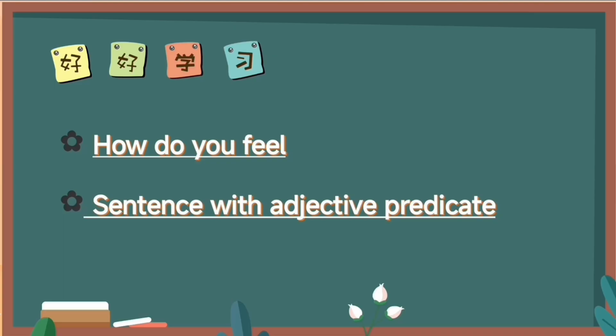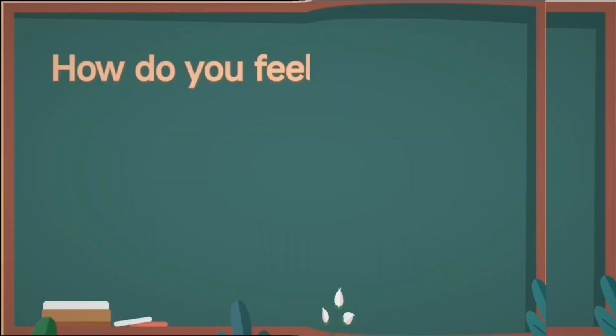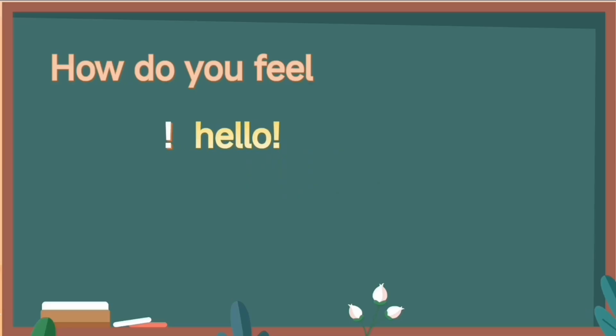In this episode, we'll focus on the topic of asking people how they feel. We'll also explore the sentence with the adjective as the predicate because it is a very useful sentence structure to describe how people feel. As we all know, 你好 is a greeting to say hello to people whenever we meet someone.